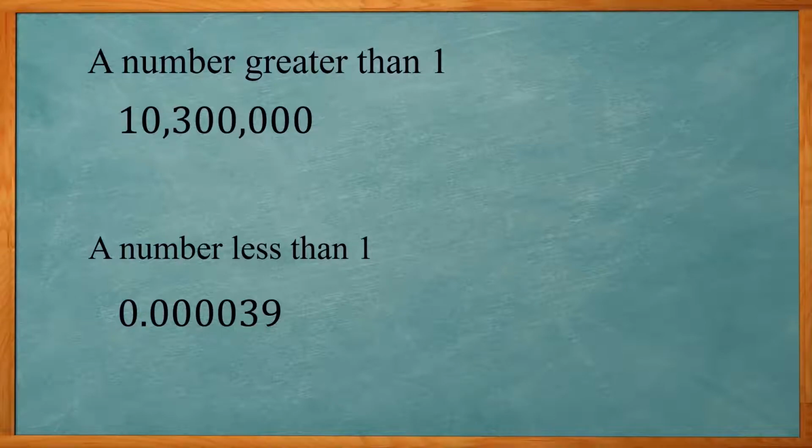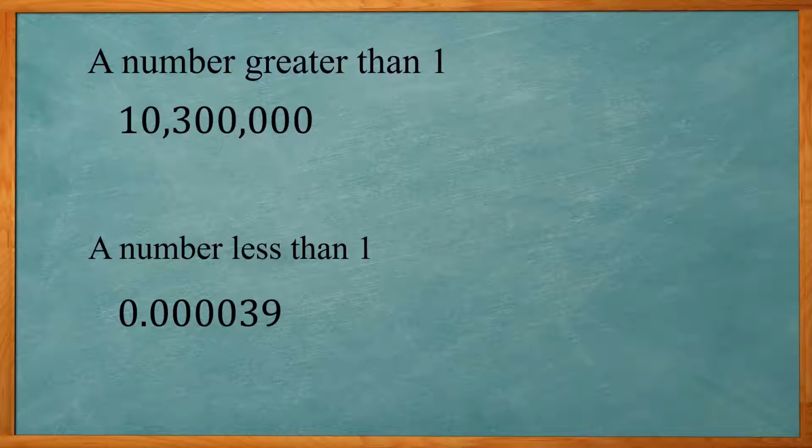So what is scientific notation? Scientific notation is a shorthand way of writing very large numbers or very small numbers. So here I got 10 million, 300,000, and 39 hundred thousandths. Now if I were to repeatedly write these over on a piece of paper, I'm writing a whole bunch of zeros in both of these numbers. So scientific notation makes it a shorthand way to write these.